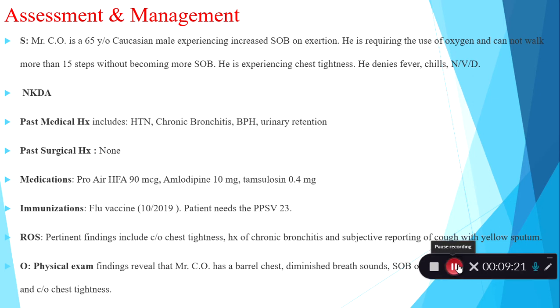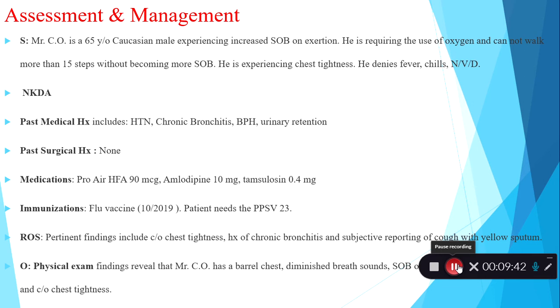And he also increased the frequency of his albuterol inhaler use. In spite of making these changes, Mr. CO still feels very short of breath. He describes his feelings of breathlessness as breathing through a straw.